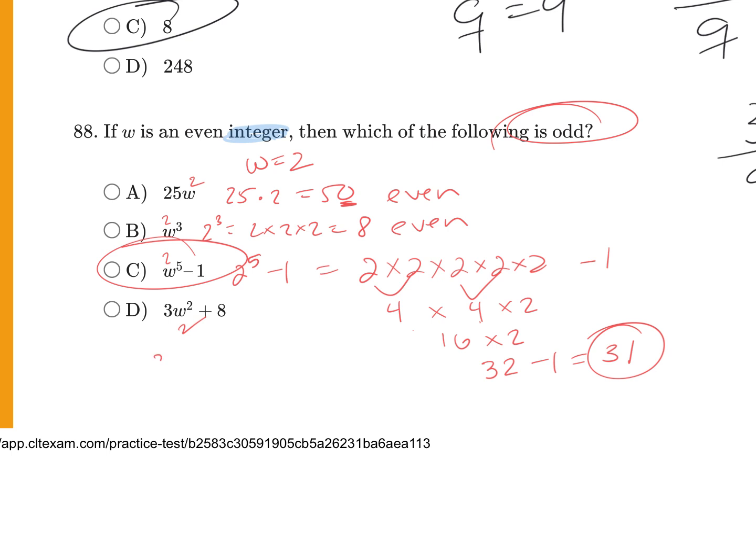Let's just double check the last one. 3 times 2 to the second plus 8. 2 to the second is 4. 3 times 4 is 12. 12 plus 8 is 20. That's even. So the answer was C.